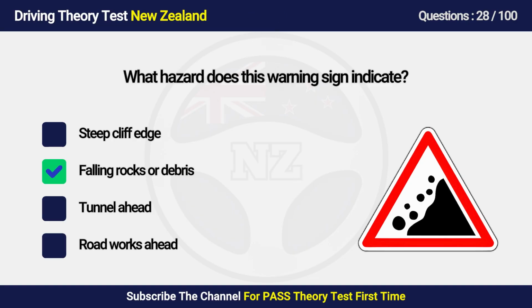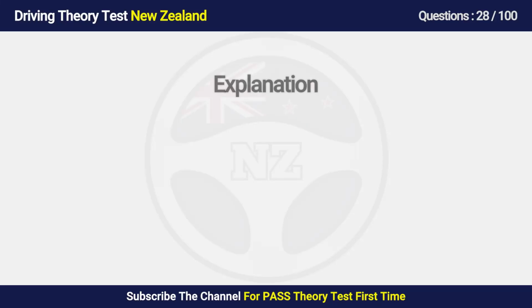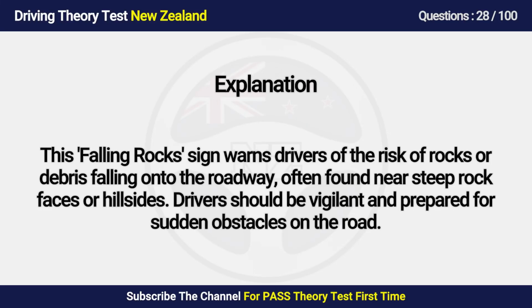Answer is B, falling rocks or debris. This falling rocks sign warns drivers of the risk of rocks or debris falling onto the roadway, often found near steep rock faces or hillsides. Drivers should be vigilant and prepared for sudden obstacles on the road.